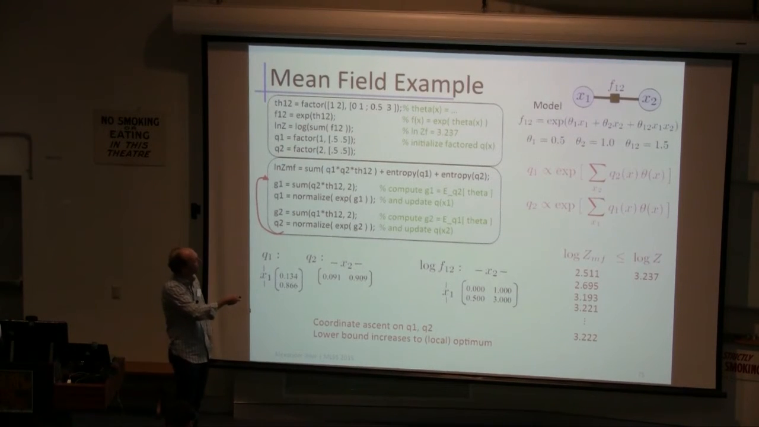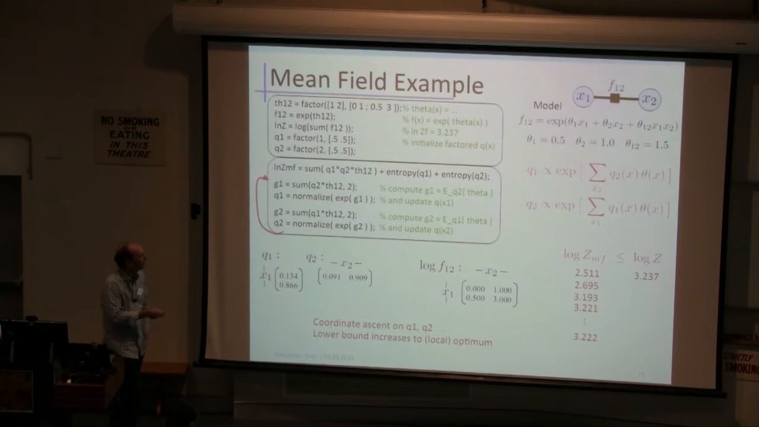So if your true model looks almost like an independent distribution, then your bound will be quite good. And if it looks very different than an independent distribution, it might be quite bad.